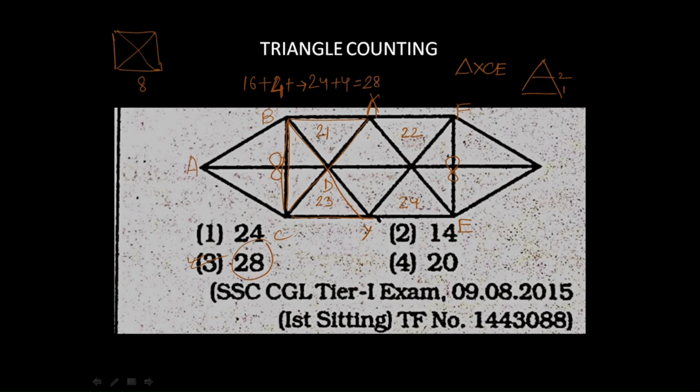This is a good question, asked in CGL Tier 1 2015. So how many triangles are there? 28. This is how you have to calculate it. Otherwise, if you start calculating like 1, 2, 3, 4, this will take a lot of time and the exact number can't be counted.